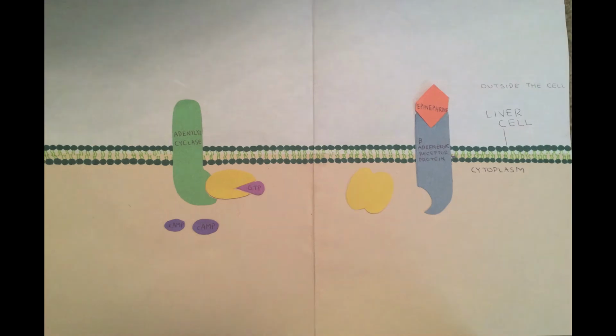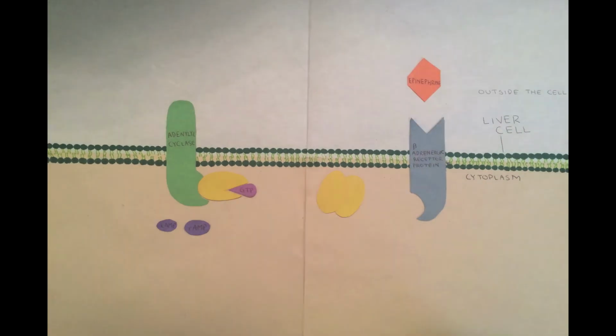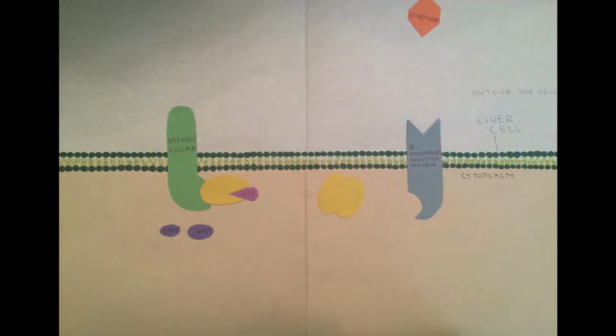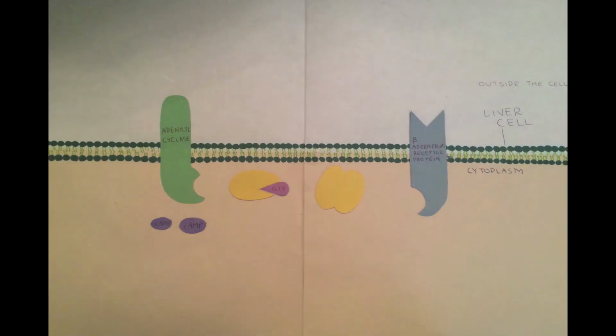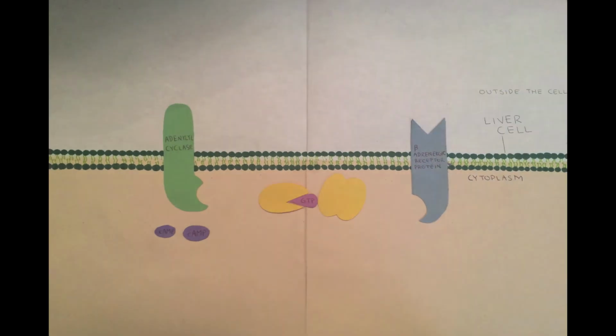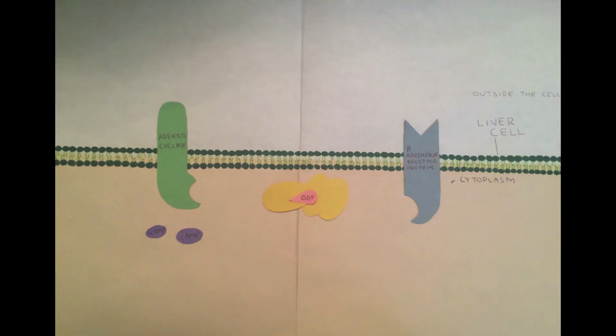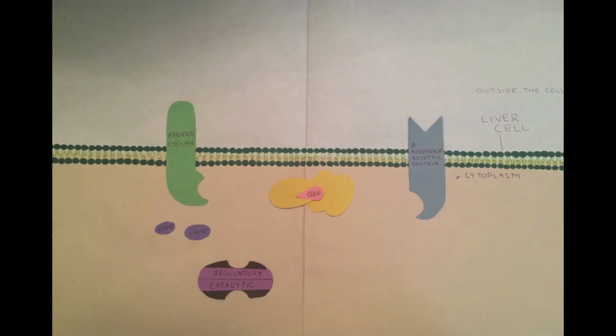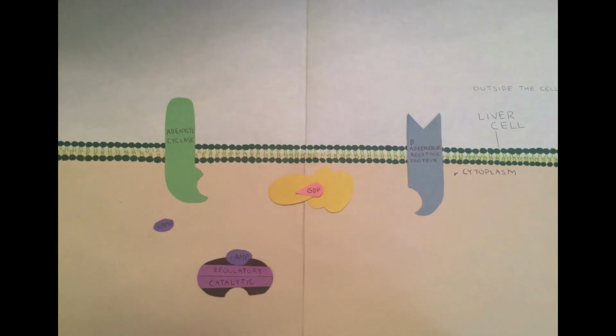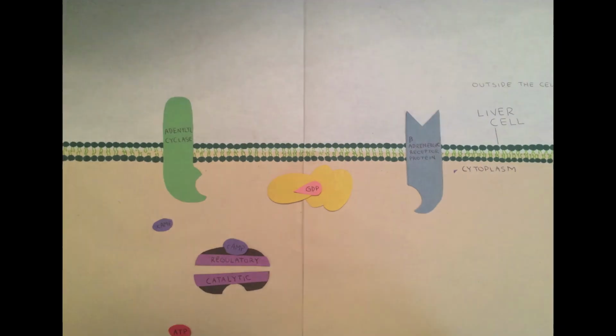Also, now that the G protein subunit has fulfilled its purpose of activating adenylyl cyclase, its GTP switches back to GDP, and it bonds back with the remainder of the G protein that releases from the adrenergic receptor protein. Now cyclic AMP bonds to the regulatory part of protein kinase A, activating it.